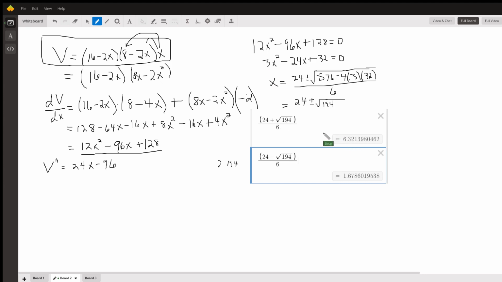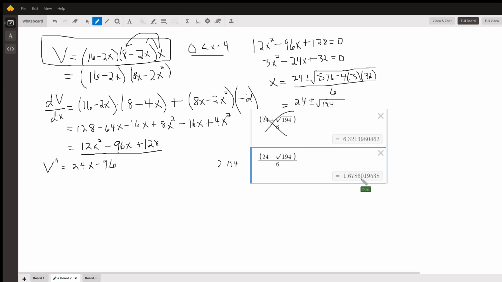Now, one thing that you need to realize, I meant to mention this on the first board, is that the domain of this function has to be something like this. Because you can't cut out more than a 4-inch square from each side, because that would totally obliterate the width of the box, which is 8 inches. So there's the domain of the function, which means we have to reject this one.